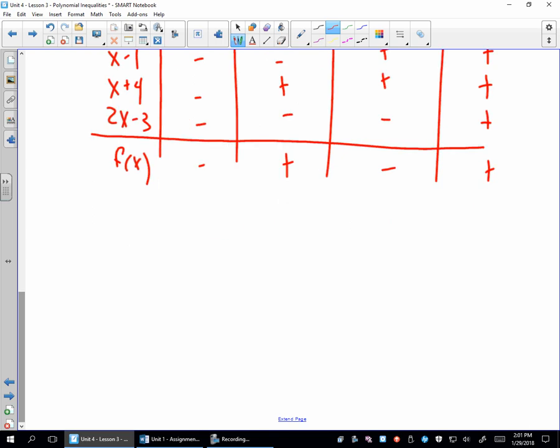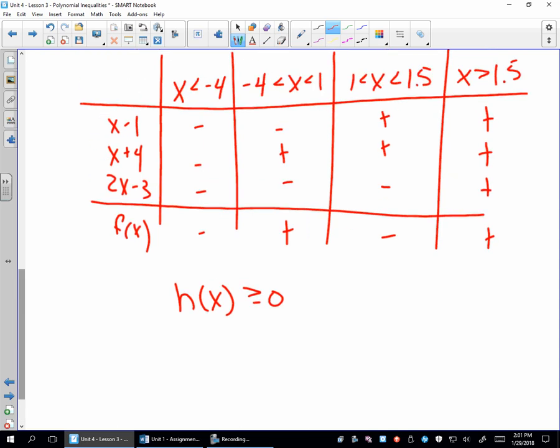Okay, when are we above sea level? When is h at x greater than or equal to 0? Well, our intervals, the positive ones, are -4 to 1 and 1.5 to infinity.